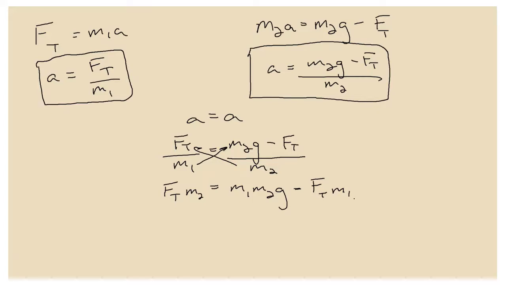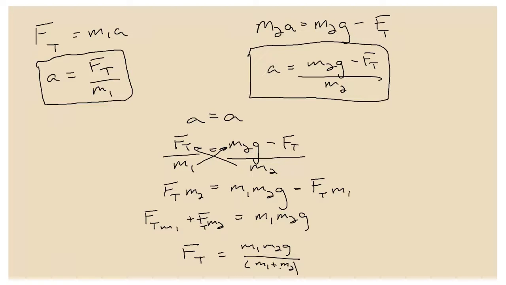And I got to basically group my like terms, factor, and do all that. So the first thing I got to do is add the tension to the other side. So I have Ft m1 plus Ft m2 equals m1 m2 g. And then when I factor, I'm going to pull out the Ft and I'm going to have m1 plus m2. And so when I solve this for the tension, I'm going to have m1 m2g over the sum of the masses m1 plus m2.